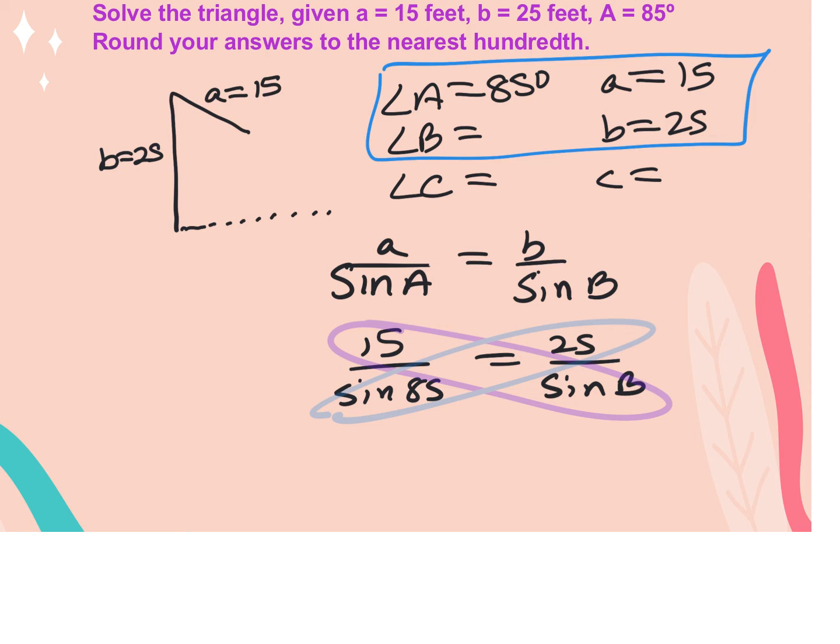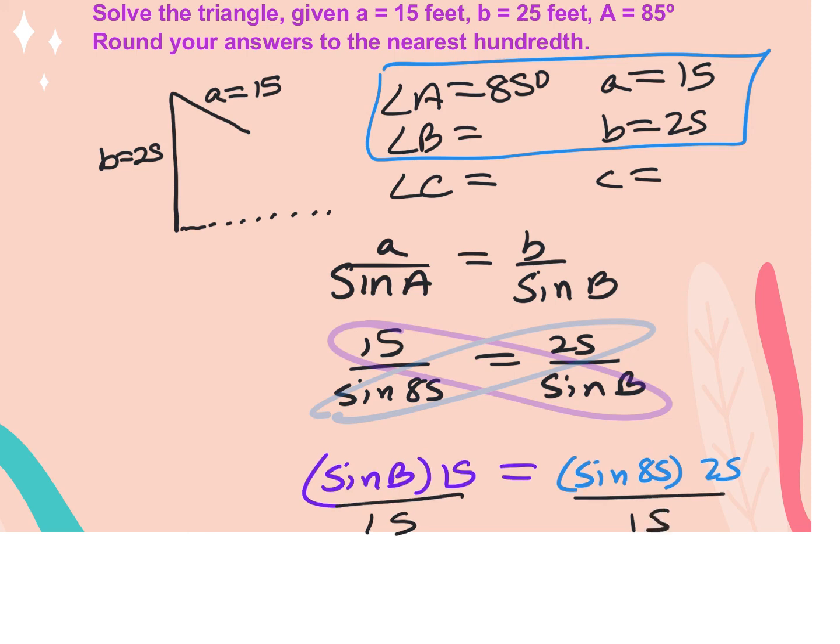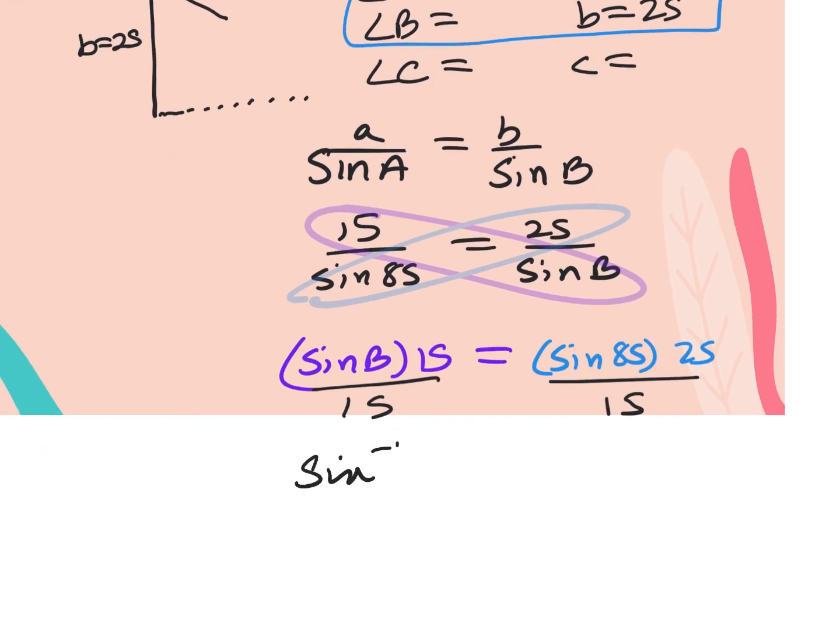Multiply this and this. So I'm going to get sine of B times 15 equals the sine of 85 times 25. Divide both sides by 15. So you're going to get this crazy decimal. We're going to do inverse. So sine of 85 times 25 divided by 15. And I get 1.6603244797.